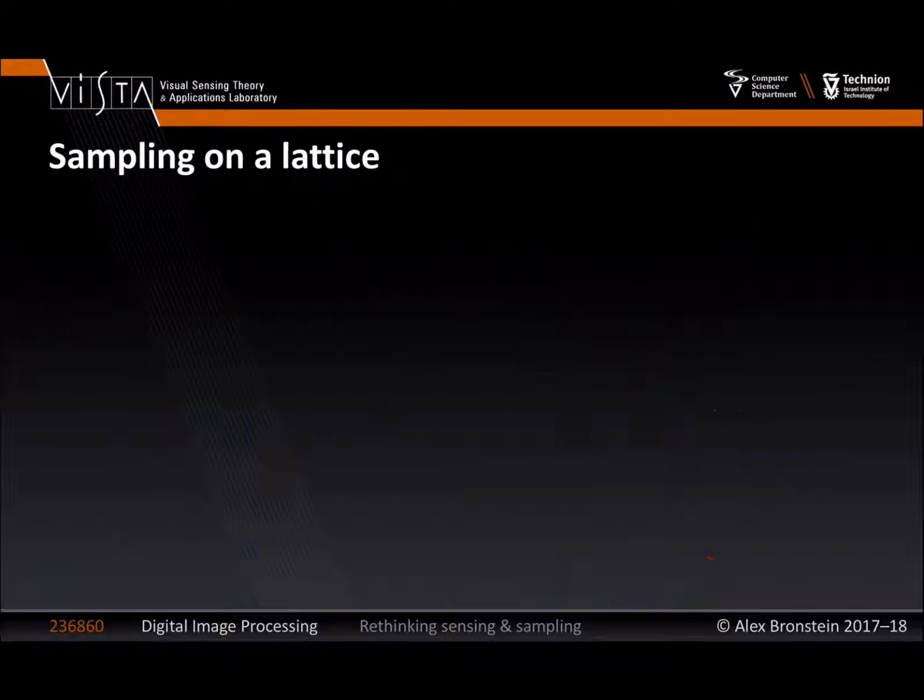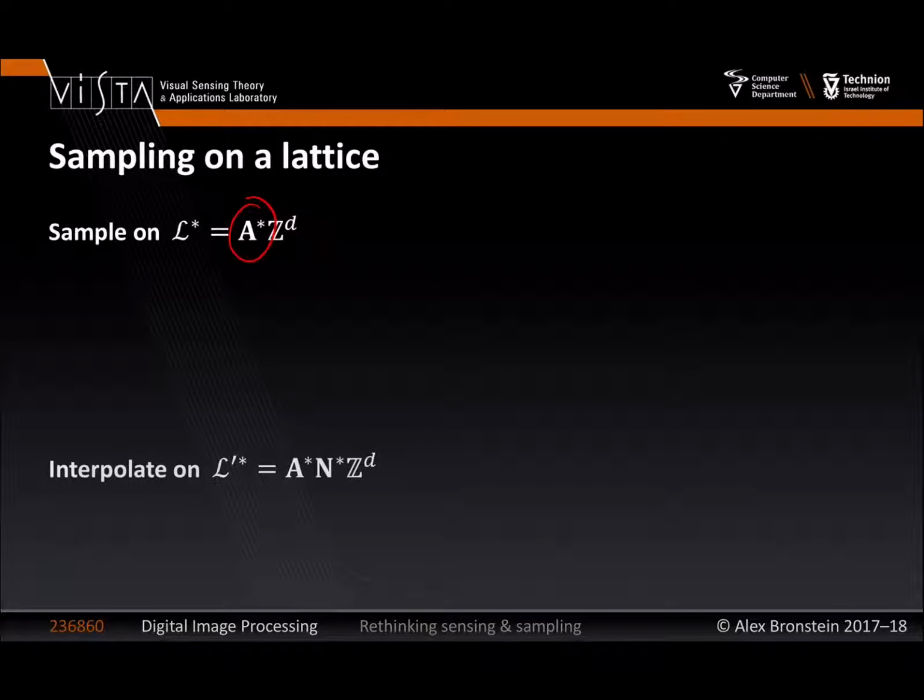But when did we need correction? For example, imagine the following situation, which is very typical. I'm sampling on some lattice L star, given by this matrix A star, okay? And then I'm interpolating, so let's say I'm sampling with my 12 megapixel camera in my smartphone, and then I'm displaying the image on this display.